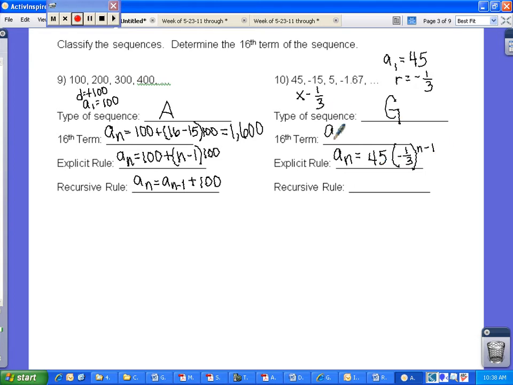That means your 16th term is a sub 16, 45 times negative 1/3 raised to the 16 minus 1 power. And when you simplify that, you can just write it in scientific notation, negative 3.136 times 10 to the negative 6th power. It's going to be a very small decimal. Your recursive rule is to take the previous term, n minus 1, and multiply by negative 1/3. So times negative 1/3. Okay?